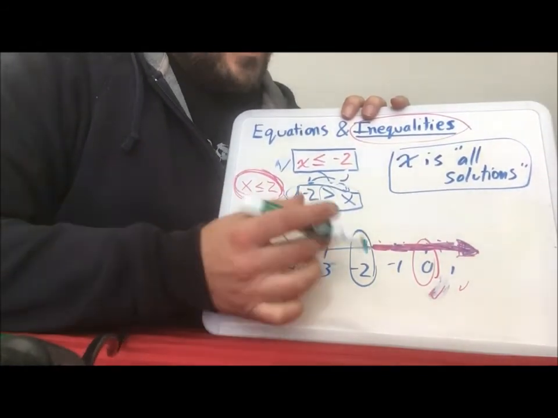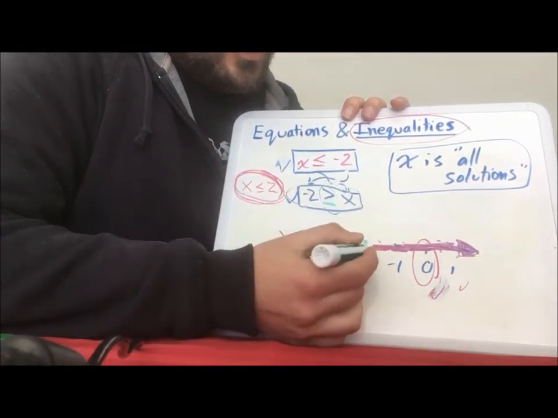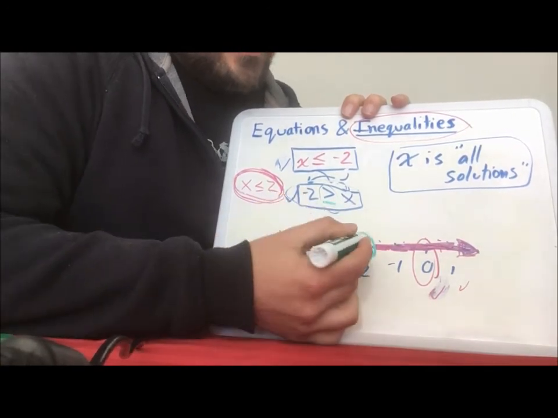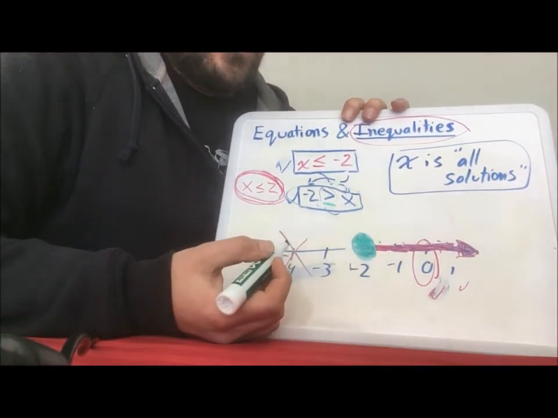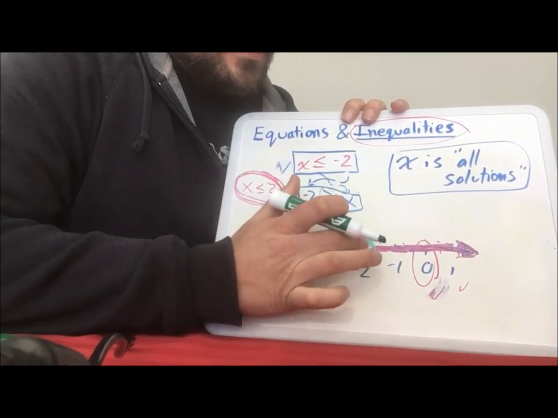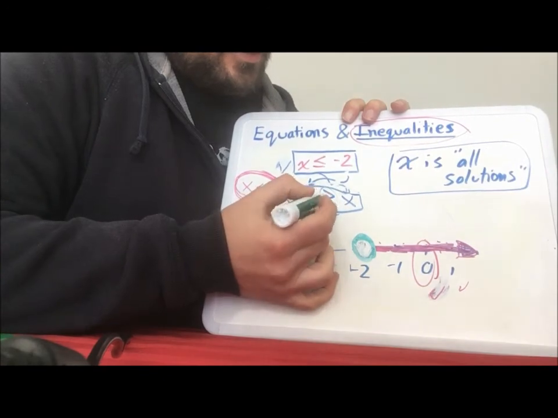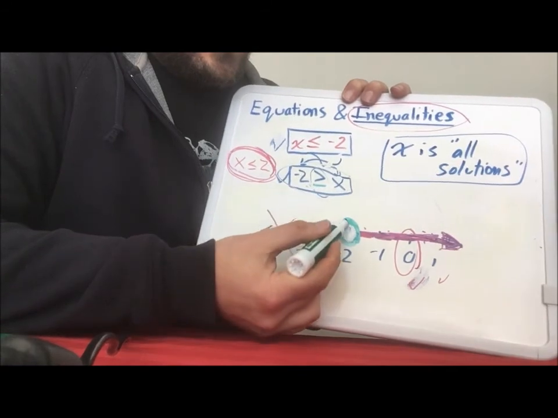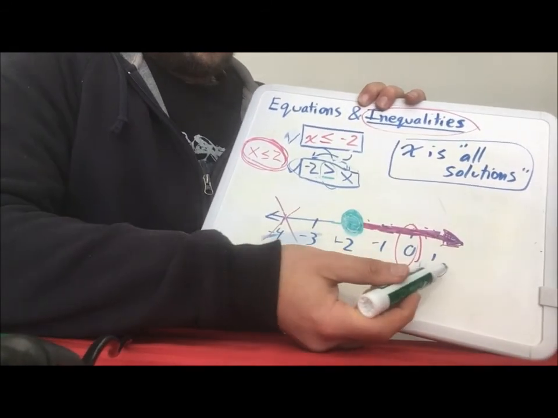Sometimes there's a little line underneath and sometimes there isn't. So here's what we do. If that little line is there underneath, we're going to have a circle here, and because that line is there, that circle is going to be filled in. If this little line wasn't there, it would be an open circle. But because it is not just less than, it is less than or equal to, this is a full circle there.